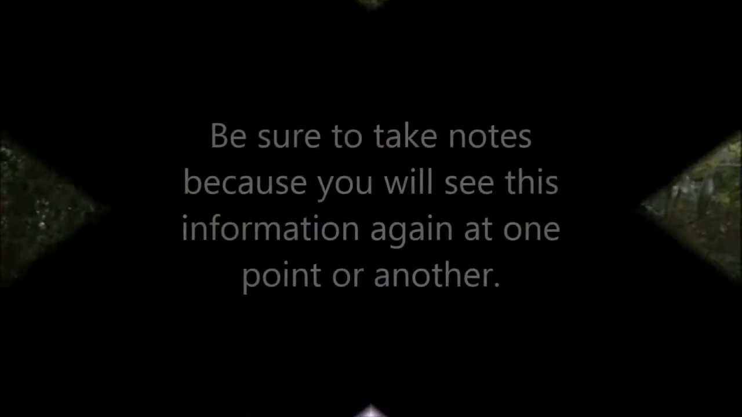If you remember in our last class, we discussed the process of convection. Today, we will learn the process of conduction, which occurs between two objects. Be sure to take notes because you will see this information again at one point or another.